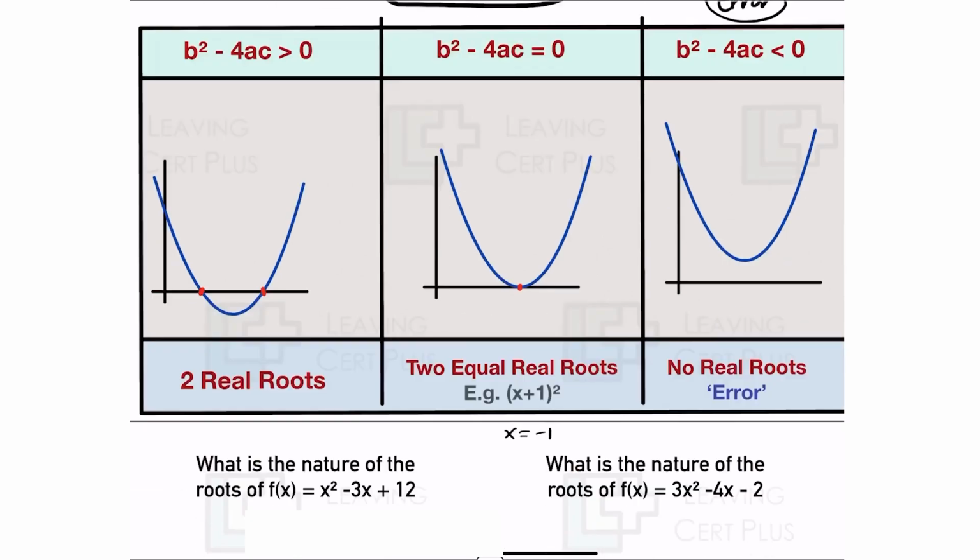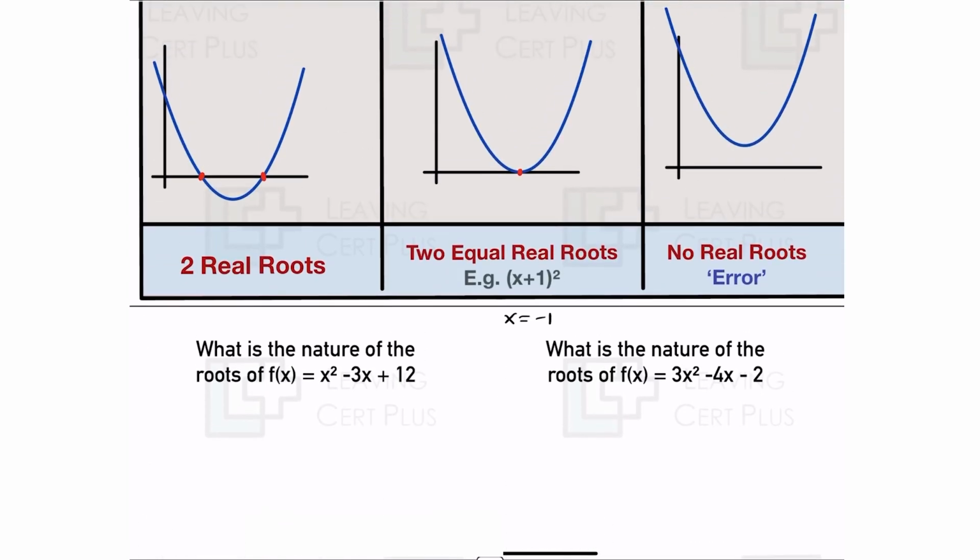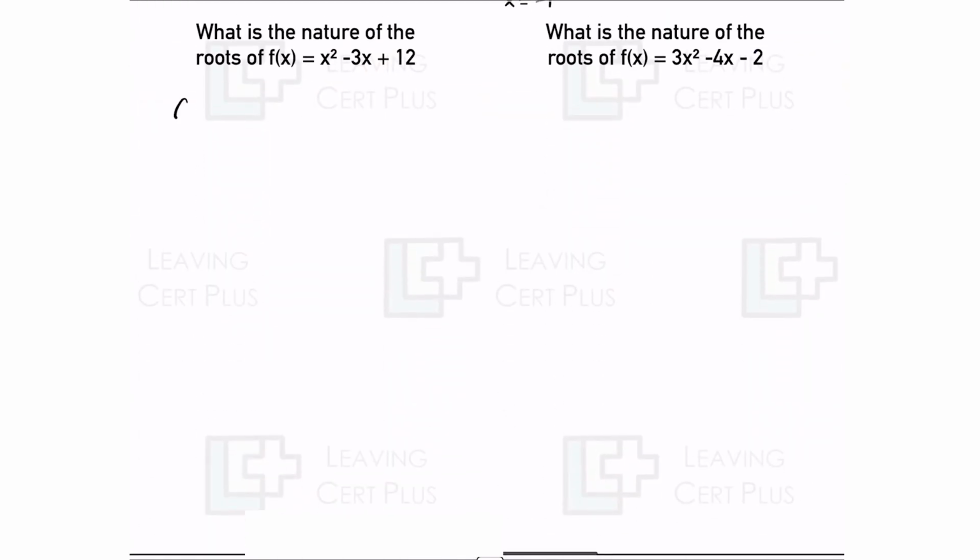So I'm going to try one of these questions for you, and then you can try the second one for yourself. So first of all, what's the nature of the roots? Now, nature of the roots is a way of asking, are they real roots? Are there no real roots? Or are there maybe 2 equal real roots? Basically, your answers for these questions are going to be in the bottom row of this table. Now, a for this quadratic is 1, b is minus 3, and c is 12.